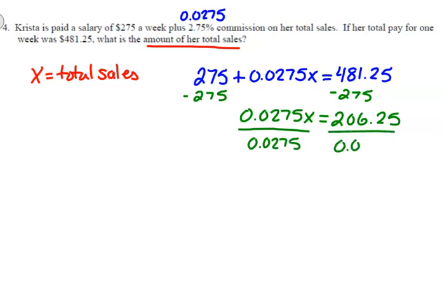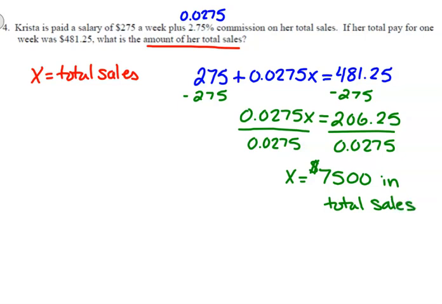And now we have to divide by this decimal. And so we just want to make sure we're using calculators very carefully, typing in 0.0275 that we're dividing by. And so when I do that, X is equal to 7,500. And so again, we're talking money, so $7,500 in total sales. So that's how much she sold, and then she got her commission of that added to her paycheck.